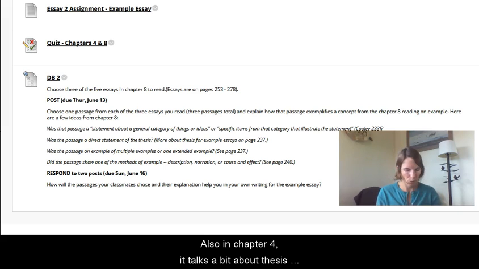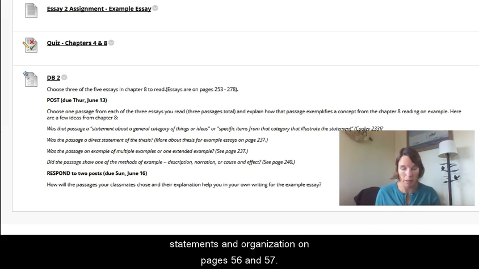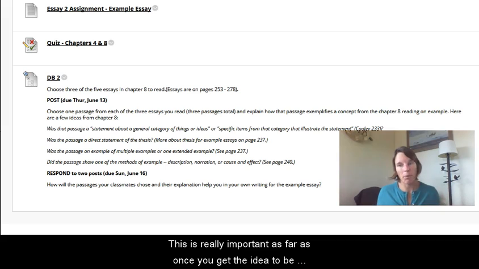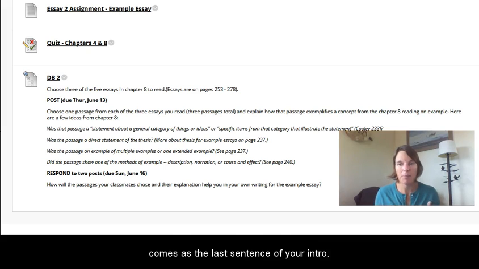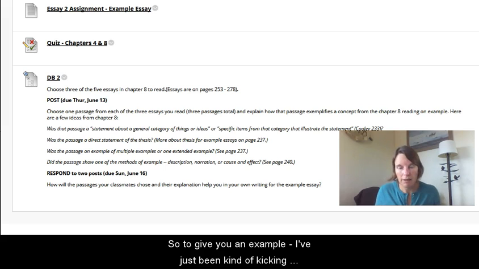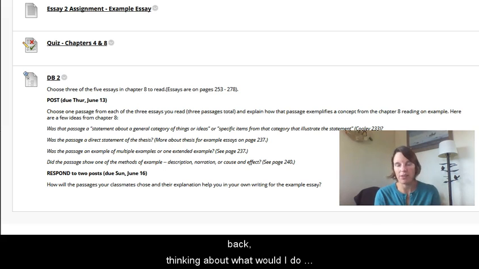Also in chapter 4, it talks a bit about thesis statements and organization on pages 56 and 57. This is really important once you get the idea, to be able to succinctly state the idea in one sentence. The thesis is the main idea of your entire essay, and it comes as the last sentence of your intro. To give you an example, I've just been kicking back, thinking about what I would do as an example essay.